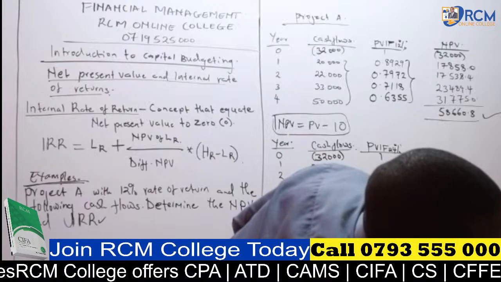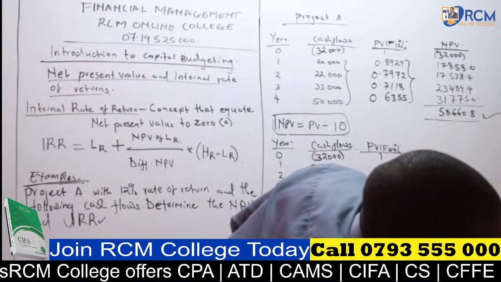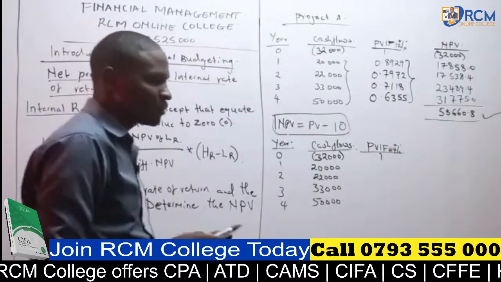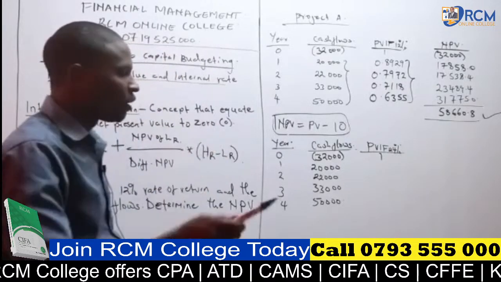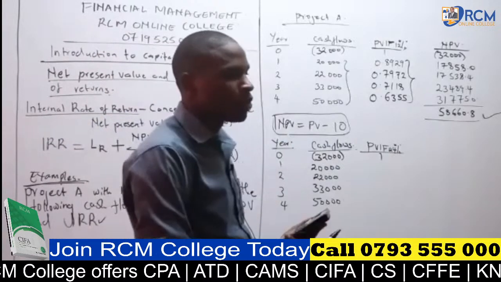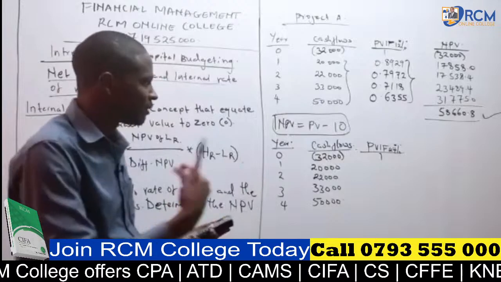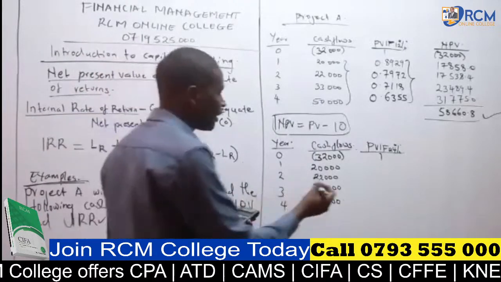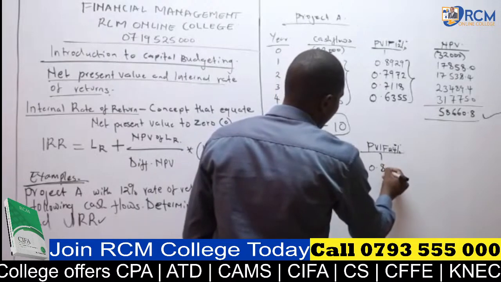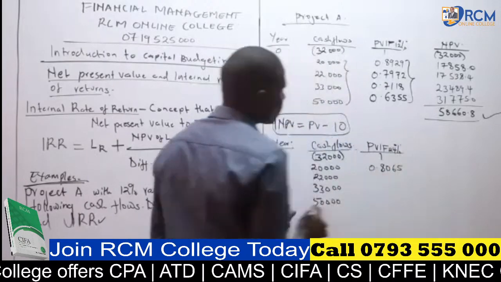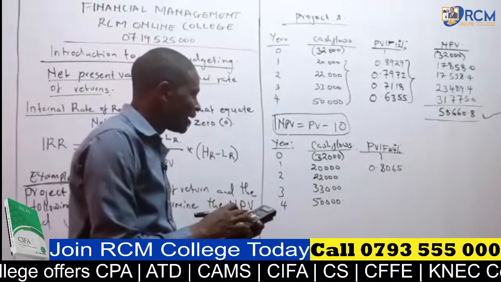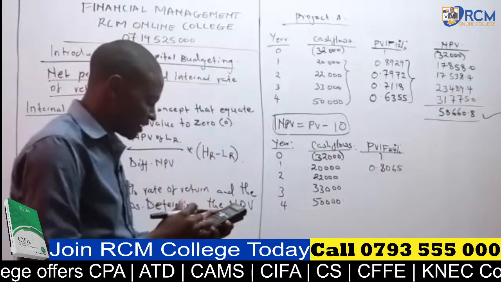But if you don't have a calculator, can you use a phone? There are some phones which can help you to do this, or you can look at the table at the back of your past paper. There is a table that can really help you to get this very fast. 0.8065. I don't know whether the 24% will guide us well, but let's do it.